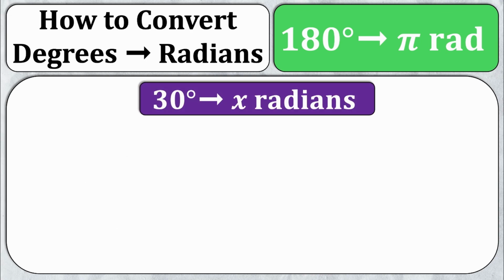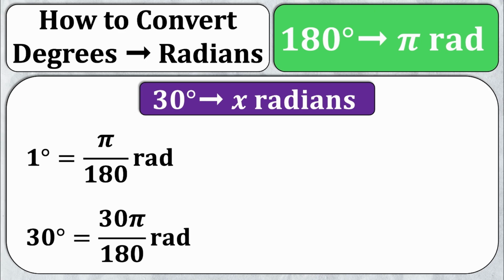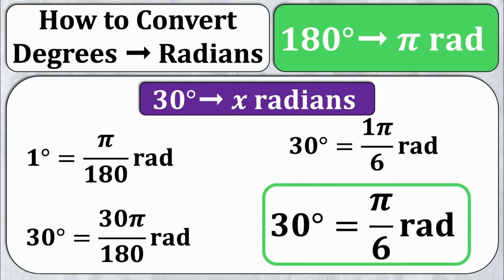30 degrees is how many radians? Well, 180 degrees is pi radians, which means 1 degree is pi over 180 radians. But I don't want 1 degree, I want 30 degrees, so I'm going to multiply both sides by 30. That's going to give me 30 degrees is equal to 30 pi over 180 radians. Now I can simplify that fraction by dividing the top and the bottom by 30, and that means that 30 degrees is equal to 1 pi over 6 radians, which is simplified to just pi over 6 radians.